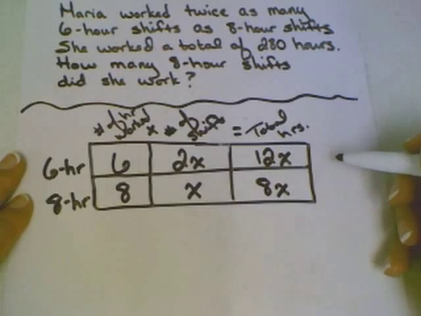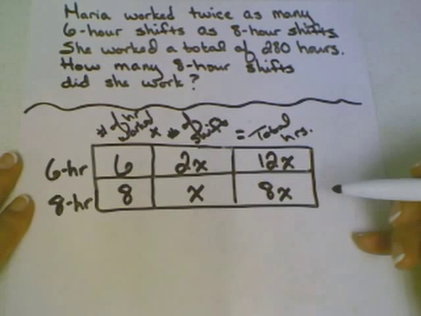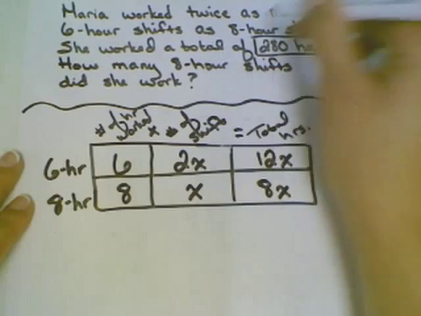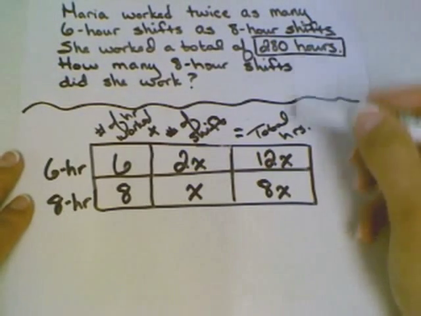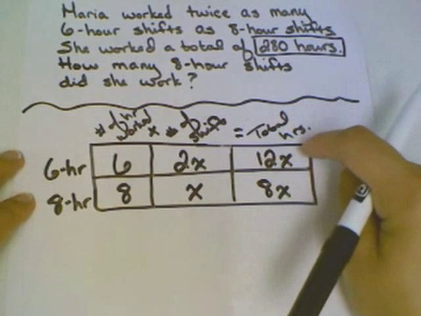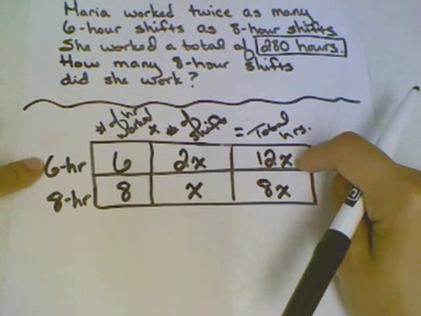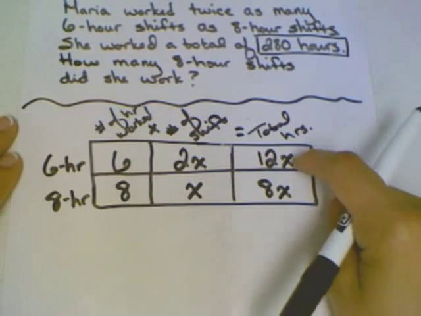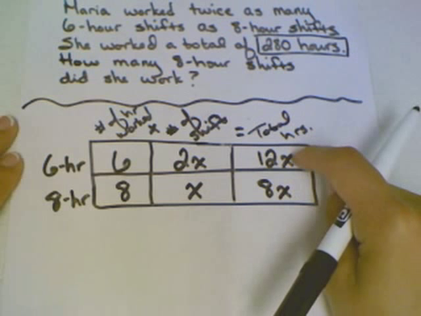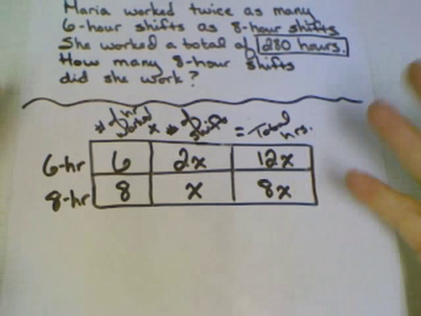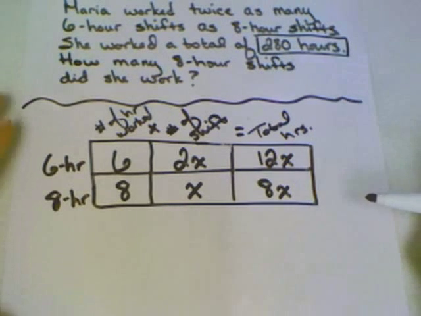What piece of information haven't I used yet to fill out this table? That's the total number of hours worked. Now this total number of hours is different than this total hours, because really in this chart this is the total hours worked on a 6-hour shift. You have to take the column and the row together. But if I add these two together, total hours in a 6-hour shift plus the total hours in an 8-hour shift, I'll get all of the hours that she worked within that time frame.